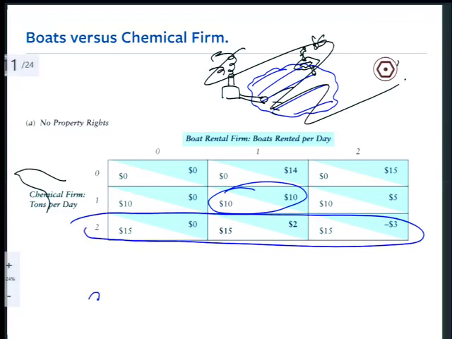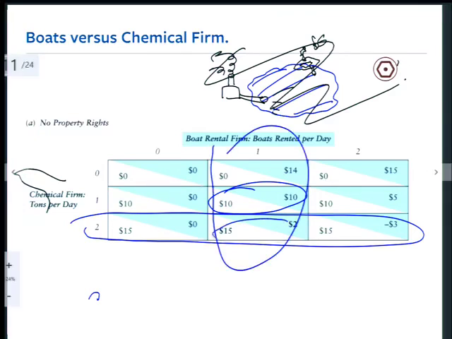Now let's assume perfect information here. The boat rental company knows that the chemical firm is going to produce 2 units. So now the boat rental company is looking at its potential payoff if it knows that the chemical firm is producing 2 units. If it doesn't rent anything, 0. If it rents 1, it gets $2. If it rents 2, it has minus $3. So what's the boat rental firm going to do? It's going to rent 1 boat, right?